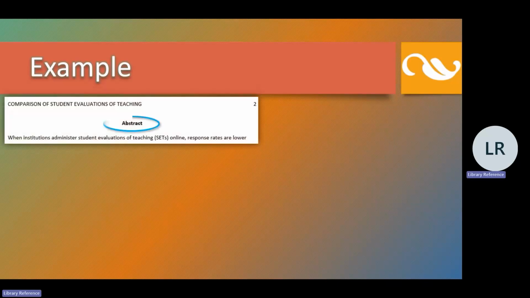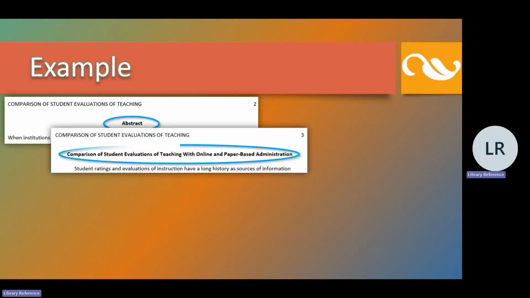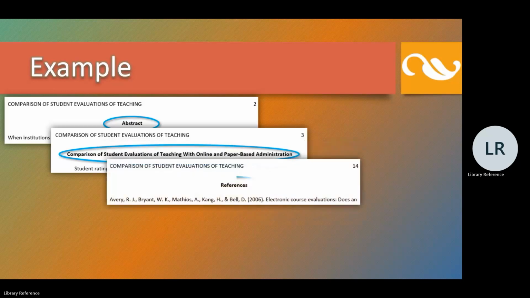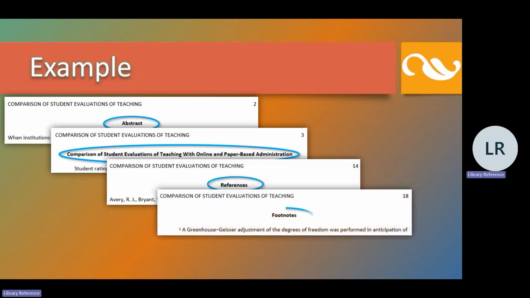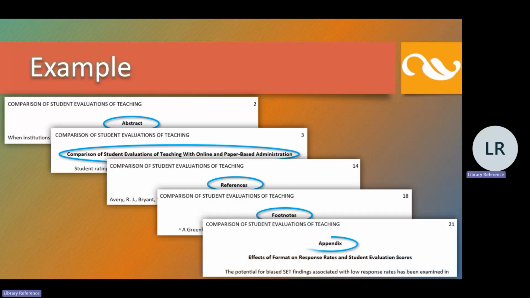So this is the label abstract at the top of the abstract page. This is the actual title of the paper appearing as a label at the top of the text. This is the label references at the top of the list of references. The label footnotes at the top of the footnotes page, and the label appendix at the top of the appendix.